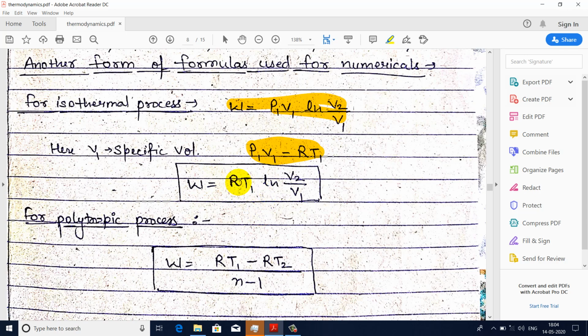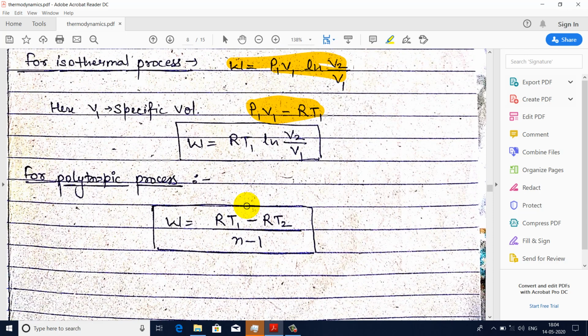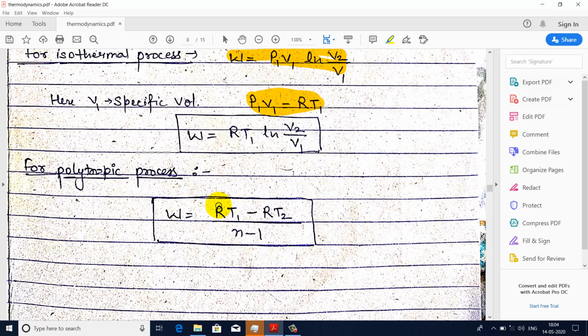In numericals, if the value of temperature and V1, V2 are given, and you are asked to calculate the work transfer, in that case you need to use this formula, not this one. For polytropic process also, the formula for work transfer was P1 V1 minus P2 V2 upon n minus 1. In place of P1 V1 we can write RT1, and in place of P2 V2 we can write RT2. So the formula for work transfer becomes RT1 minus RT2 upon n minus 1.